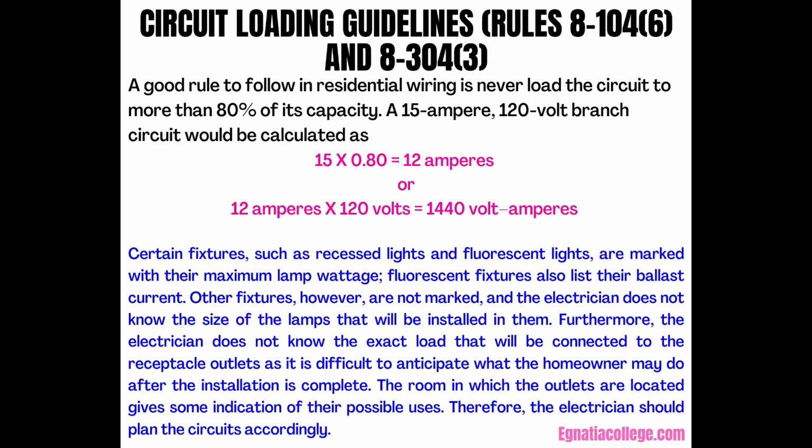Certain fixtures, such as recessed lights and fluorescent lights, are marked with their maximum lamp wattage. Fluorescent fixtures also list their ballast current. Other fixtures, however, are not marked, and the electrician does not know the size of the lamps that will be installed in them. Furthermore, the electrician does not know the exact load that will be connected to the receptacle outlets, as it is difficult to anticipate what the homeowner may do after the installation is complete. The room in which the outlets are located gives some indication of their possible uses. Therefore, the electrician should plan the circuits accordingly.